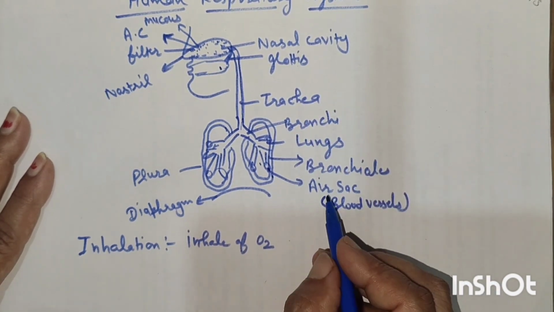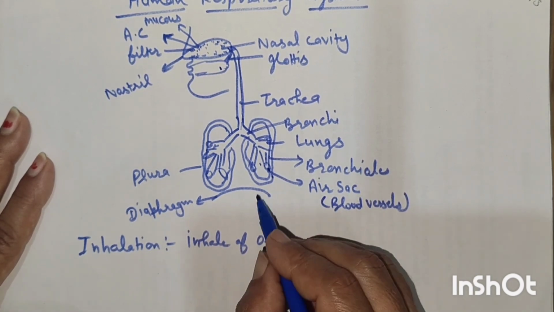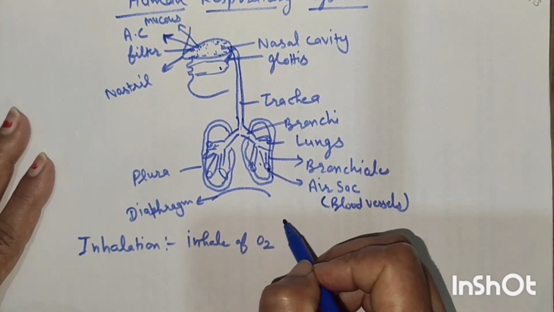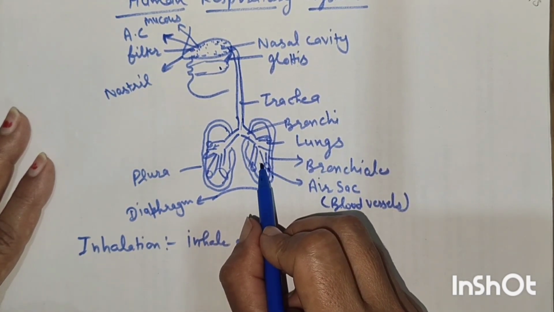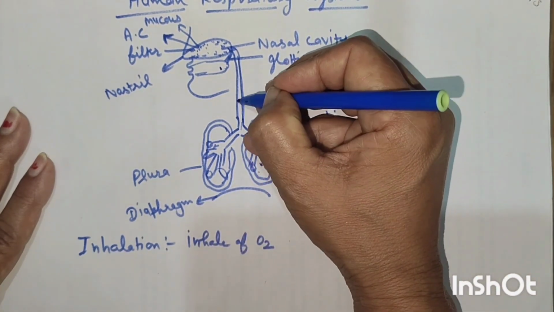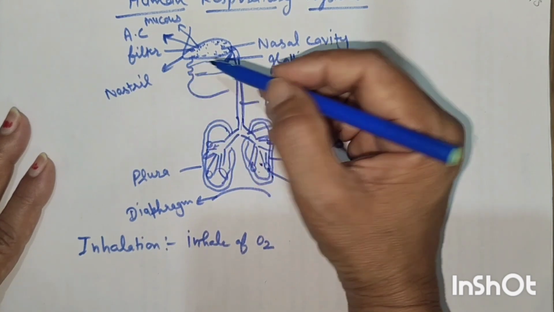now again food oxidation takes place and releases carbon dioxide and energy. Energy is used by the body, and this carbon dioxide is brought back by the blood vessels to the lungs, and then this carbon dioxide is expelled out through the nasal cavity.